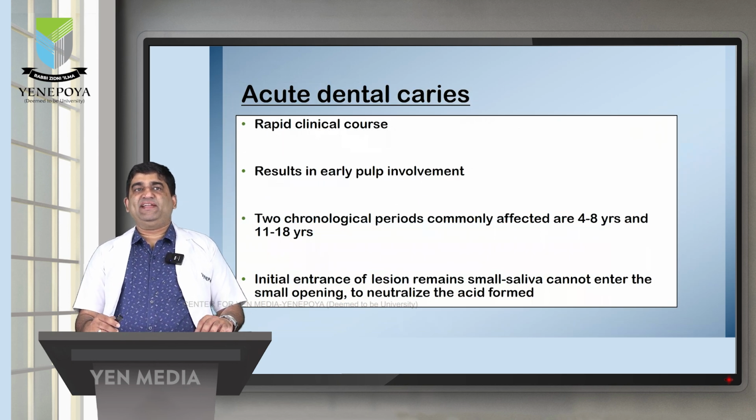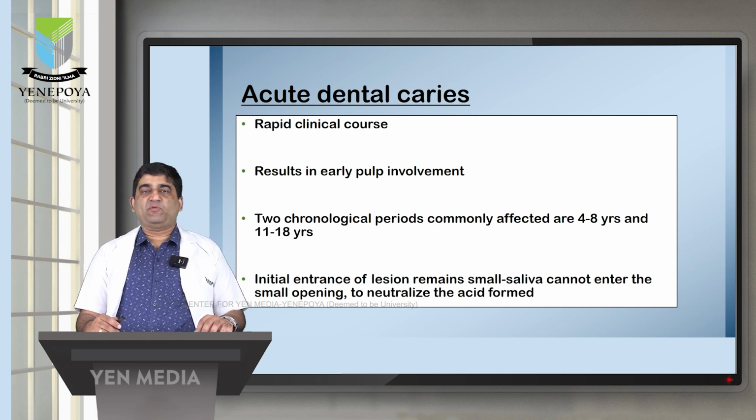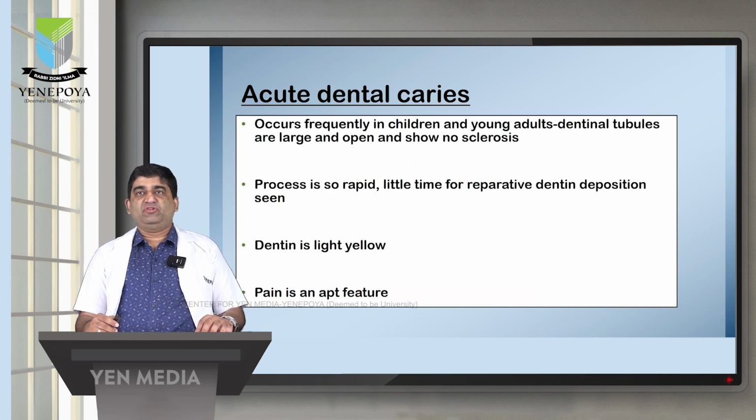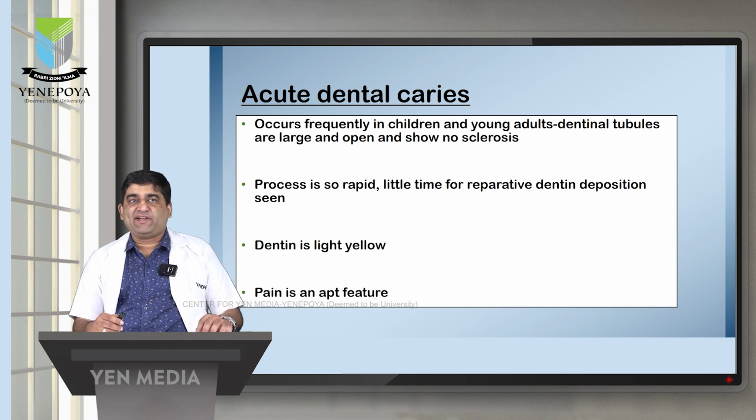Now, coming to acute dental caries, it has a rapid clinical course which results in early pulpal involvement. The age group affected by acute dental caries is generally 4 to 8 years and 11 to 18 years. The initial entrance of the lesion remains small so that the saliva cannot enter the small opening to neutralize the acid formed. It does not show formation of dentinal sclerosis, and the process is so rapid that there is little time for reparative dentin formation, and the dentin is light yellow in case of acute dental caries. Pain is a very prominent feature in case of acute dental caries.